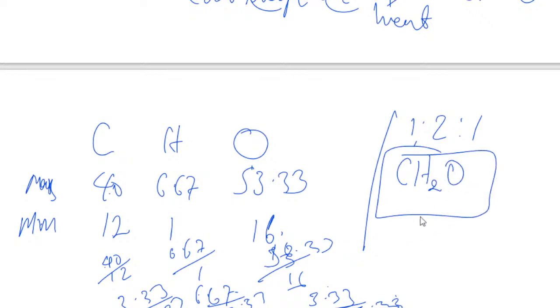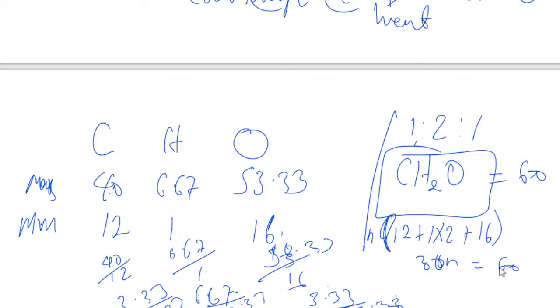But the molecular formula, they say that when you equate this, it is going to be 60. Therefore, I'm going to put an n here, so that I know. Carbon is 12 plus hydrogen, which is 1 times 2, because there are 2, plus oxygen, which is 16. When you add all of them, you're going to get 30, but 30 times n. So it's going to be 30n, which is equal to 60. So divided by 30, divided by 30, I'm going to get n is equal to 2.